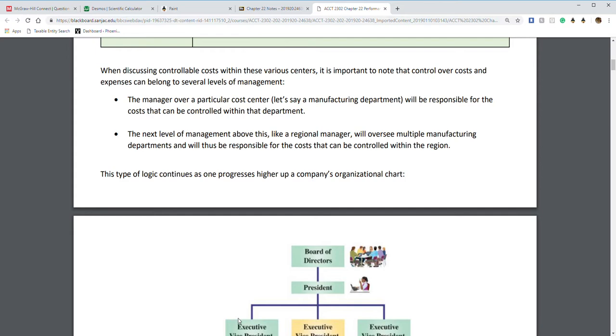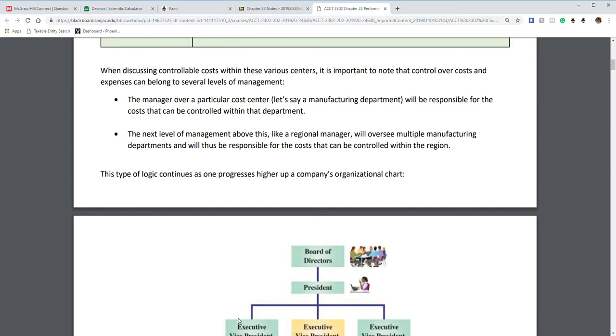Then the next level of management, like a regional management or anybody above them, they get to be in charge of multiple. They oversee a lot. Just like the all-seeing eye in Lord of the Rings, they're watching everything. And they're going to have to be responsible for all the costs controlled within that region. So that's their responsibility. And it moves up.